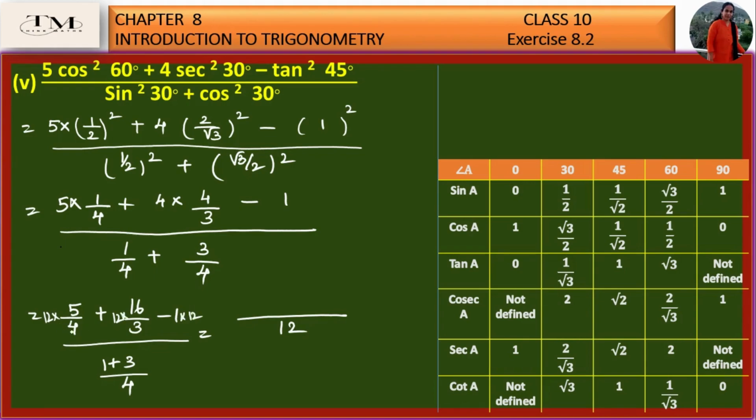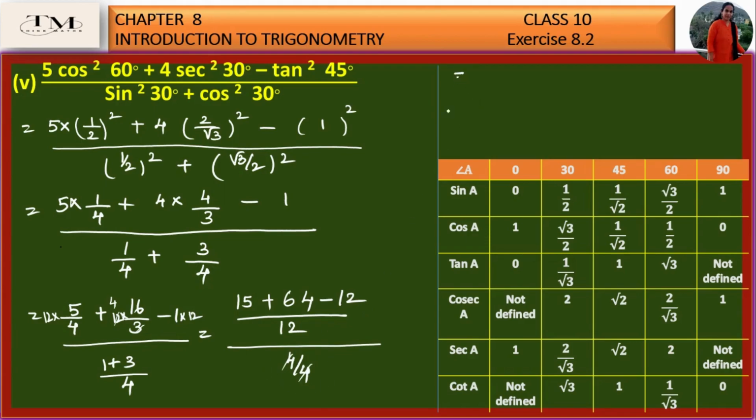So 12 divided by 4 is 3. So 3 into 5, it is 15, plus 12 divided by 3. So 1 3 is 3, 4 3s are 12. So 4 into 16, 6 4s are 24, balance 2, 4 plus 2, 6. So 64, minus 1 into 12, 12. So in the denominator, we have 4 divided by 4. 4 divided by 4 is 1. So there is no calculation here.